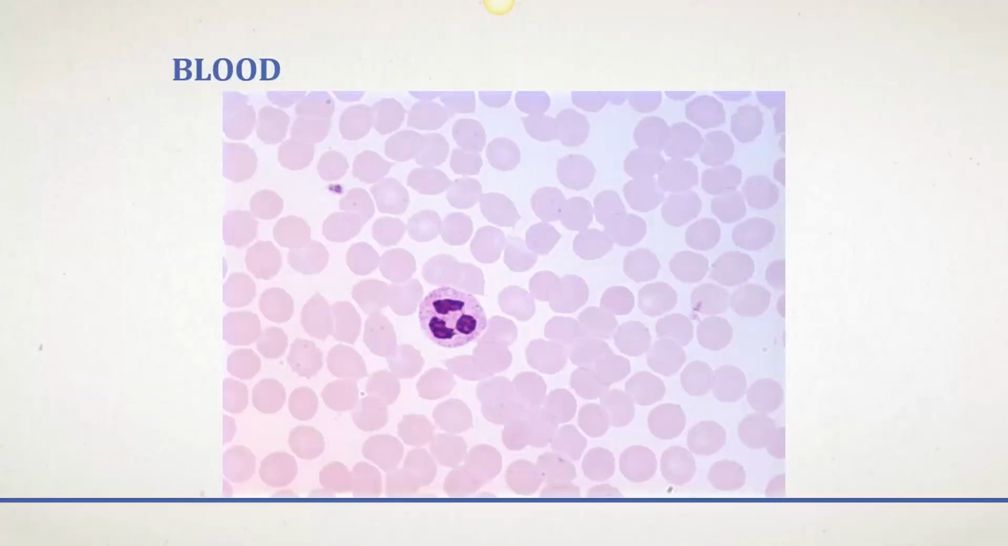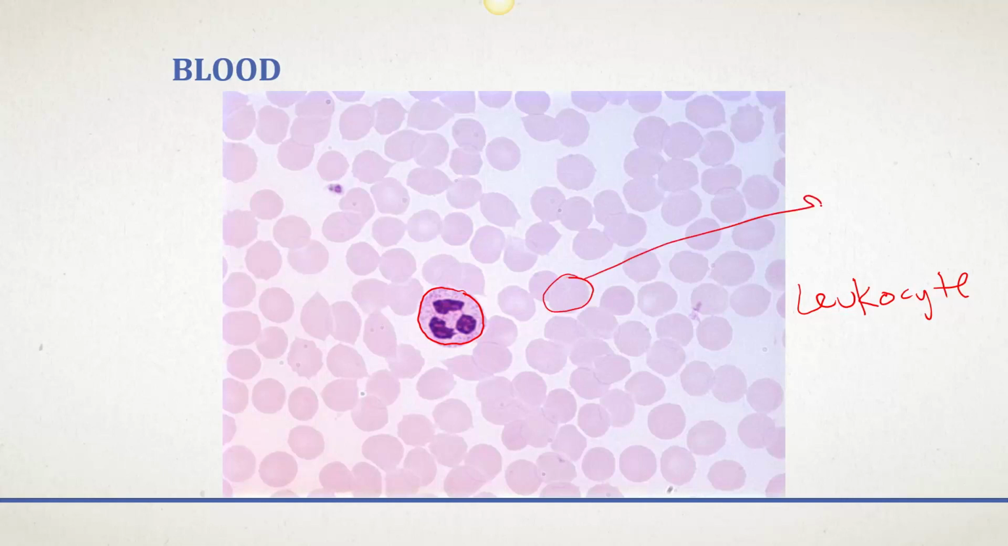This is blood. So what you see here, this is a white blood cell known as a leukocyte. And then this is a red blood cell known as an erythrocyte. So if you're asked about the major cell type of blood tissue, we have two, the erythrocytes and the leukocytes. Erythrocytes are going to be pale discs, and leukocytes are going to be usually larger and purple, and you see nuclei inside of leukocytes. So erythrocytes are the red blood cells.